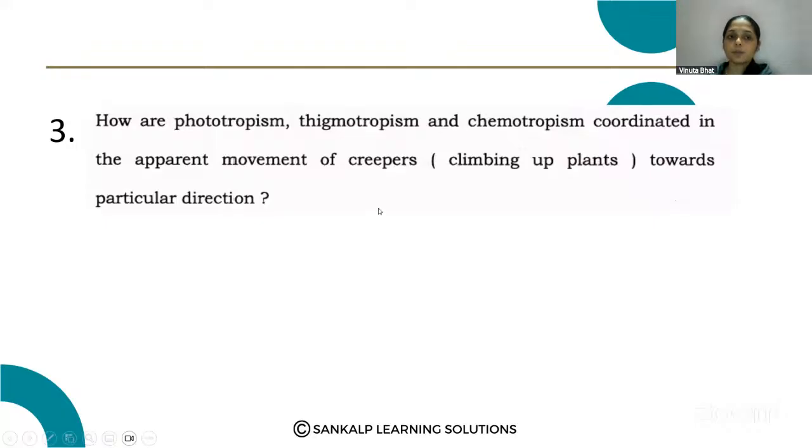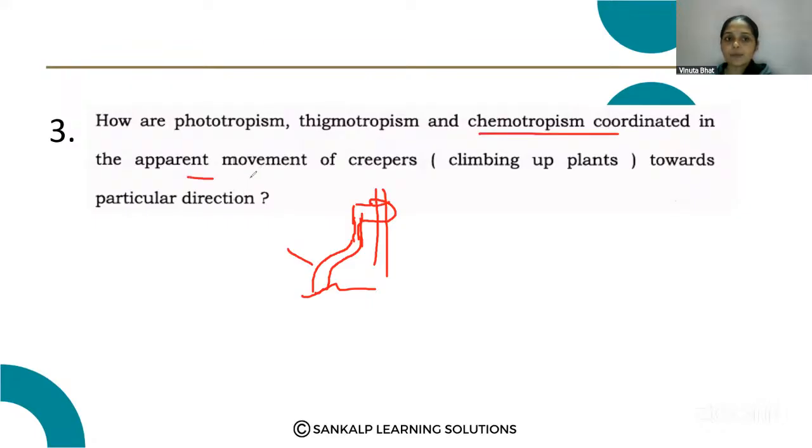How do phototropism, thigmotropism, and chemotropism coordinate the apparent movement of creepers towards a particular direction? Phototropism means the movement or growth of the plant or the climber towards the light, and thigmotropism is towards the touch, right? The part of the plant attached to the climber grows faster compared to the other parts, right? And chemotropism coordinates the apparent movement of the creepers towards the particular direction.